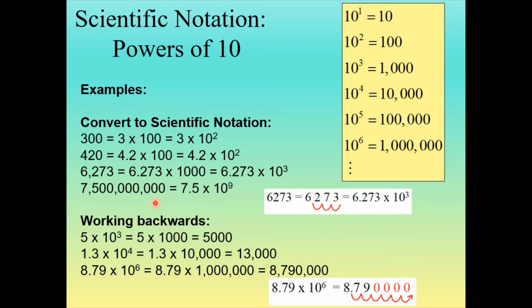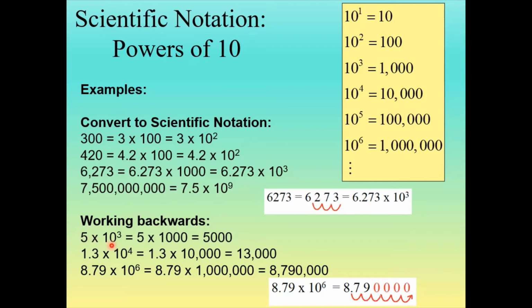By the way, these numbers here on the left up here are called expanded form, and the numbers on the right that we converted them to are in scientific notation. So now we're going to work backwards. We're going to start with a number in scientific notation, and we're going to write it in expanded form.